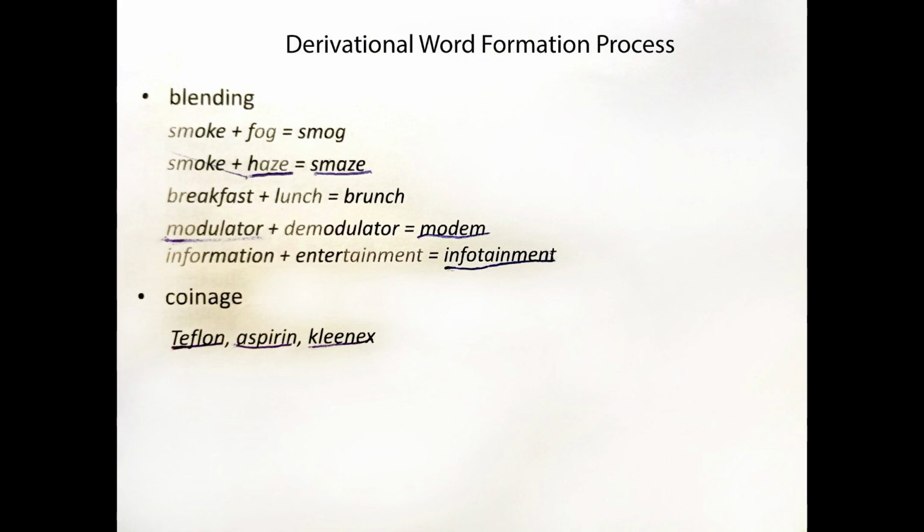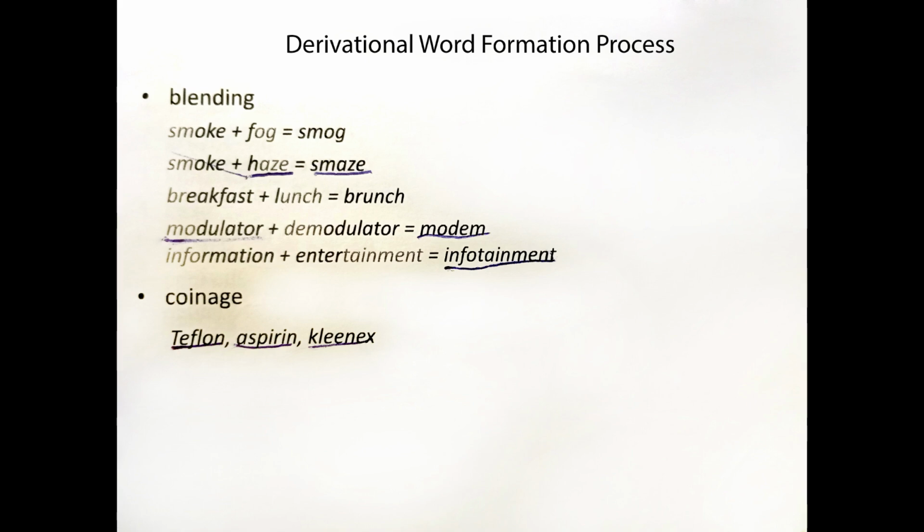The blending way of derivational word formation process is sort of like a compounding way. But the difference between blending and compounding is that when we are blending two words into one word, we cut a part of those two words and keep the rest part, and then we put the rest parts together to form a new word. So let's look at some examples.